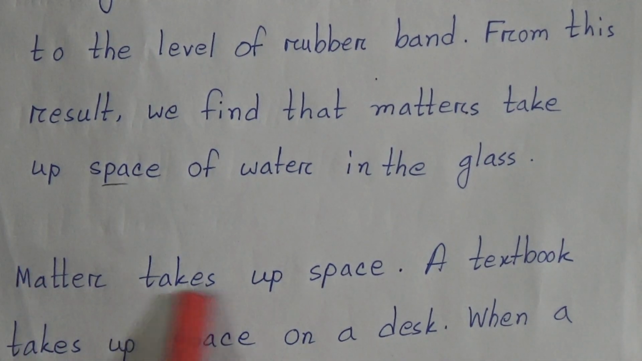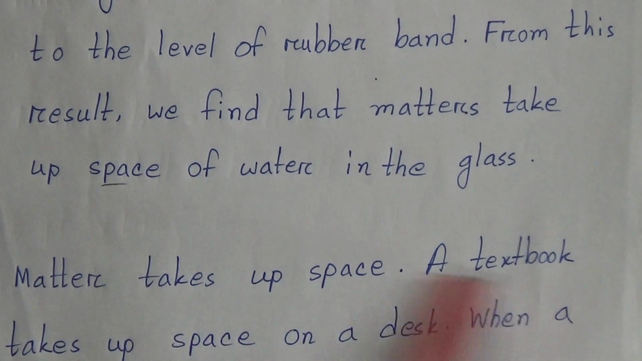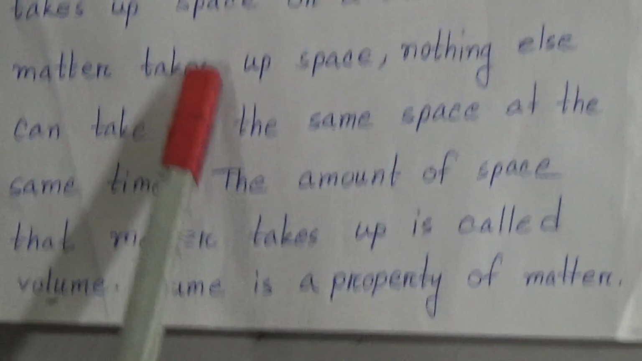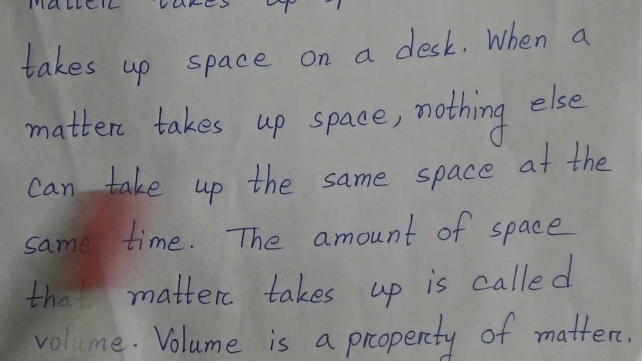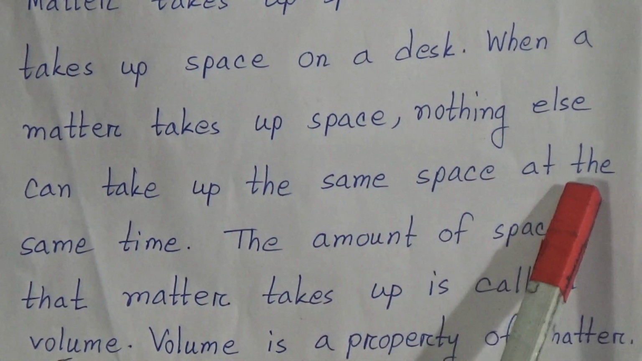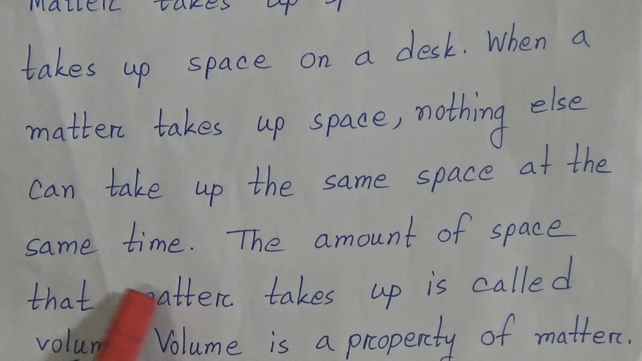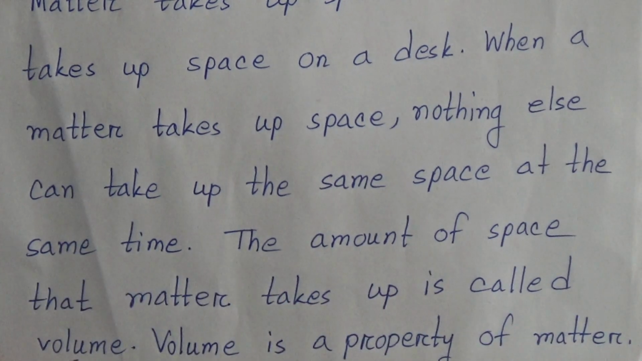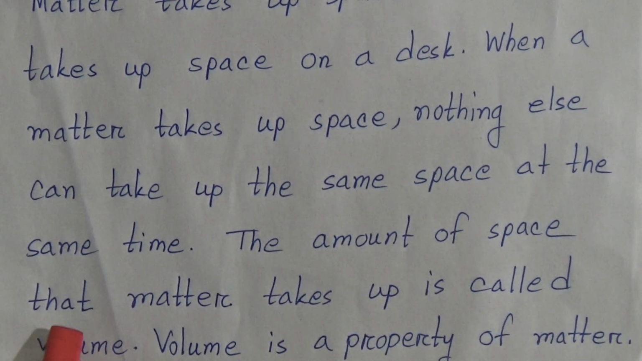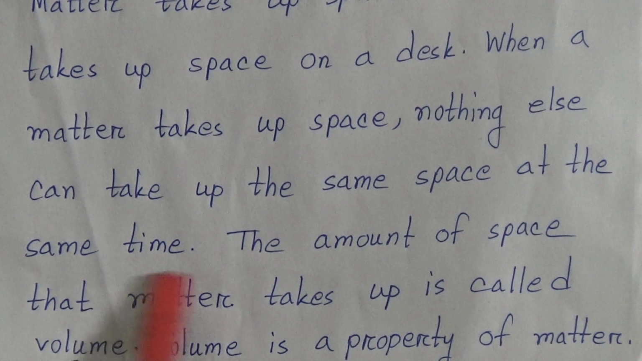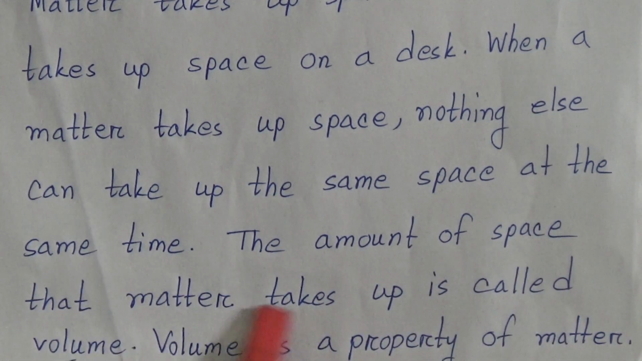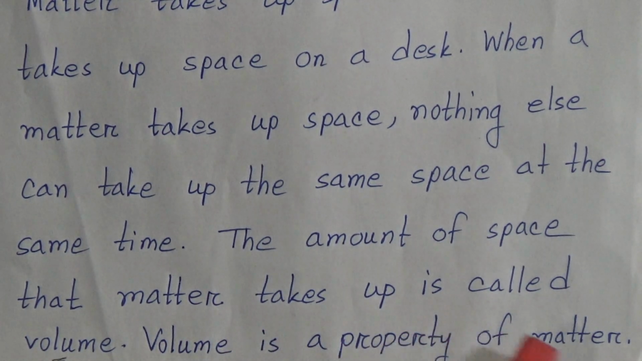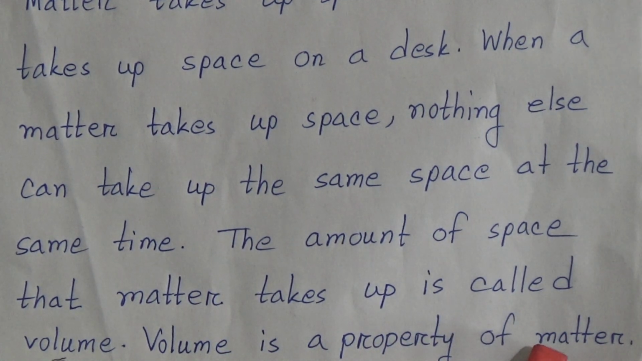Now, matter takes up space. A textbook takes up space on a desk. When a matter takes up space, nothing else can take up the same space at the same time. The amount of space that matter takes up is called volume. This is the property of matter. The amount of space that matter takes up is called volume. Volume is a property of matter.